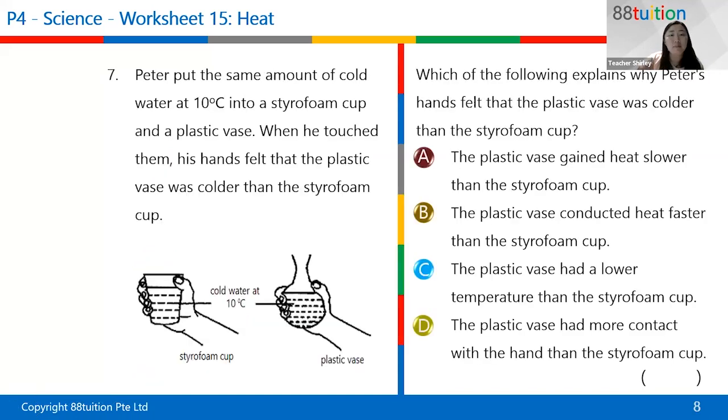Okay, now next one, Peter. Peter put the same amount of cold water at 10 degrees Celsius into a styrofoam cup and a plastic vase. When he touched them, his hands felt that the plastic vase was colder than the styrofoam cup. Which of the following explains why Peter's hands felt that the plastic vase was colder than the styrofoam cup? Now, mind you, the temperature is the same. Both are cold water at 10, right?